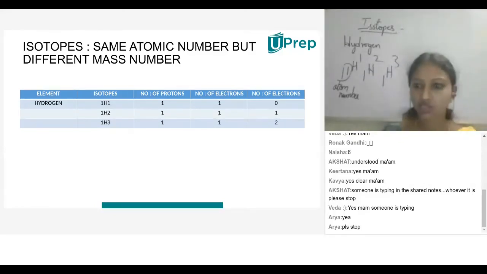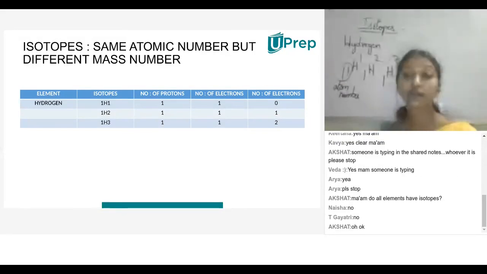Understood? Isotope is nothing but the number of protons and electrons are same for the element. Like few elements, not all the elements can undergo isotopes. Few elements, but there will be change in the number of neutrons. Understood? Ma'am, what are isotopes? Is it the number of neutrons, or is the whole atom called isotope? Whole atom, I say.